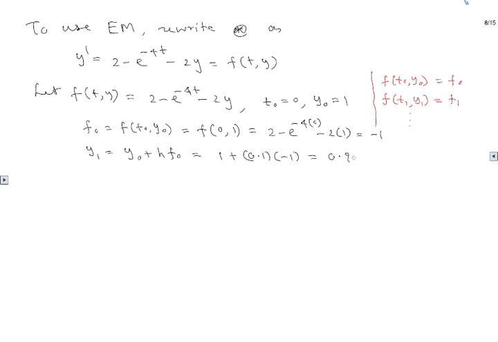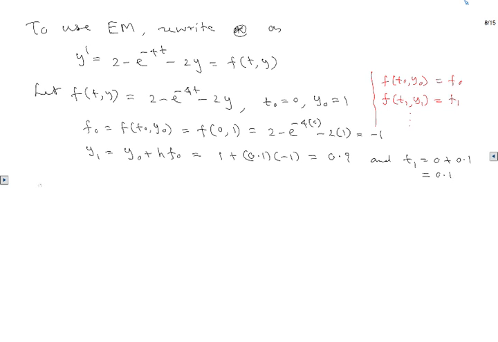So that's the y1 value. And then we can also calculate the t1 value. t1 is simply t naught plus h, which is 0.1. Okay, so now we know t1 and y1. Then we can calculate the next step.